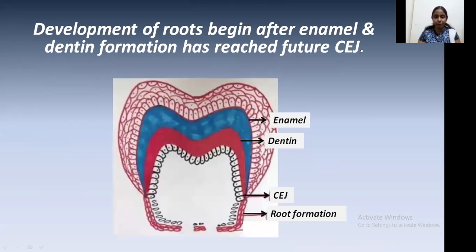The development of root begins after enamel and dentin formation has reached the future cemento-enamel junction. Now, if you can see in this diagram, the blue colored area is the enamel, the pink colored area is the dentin, the tall columnar cells are inner enamel epithelial cells, and when the enamel and dentin reach the future CEJ, root formation proliferates downwards.